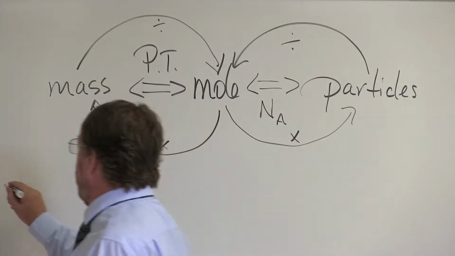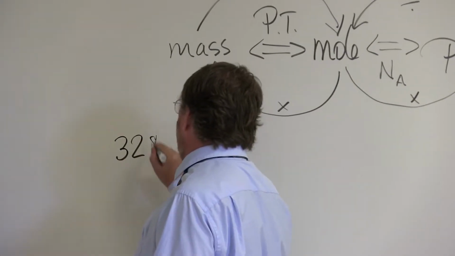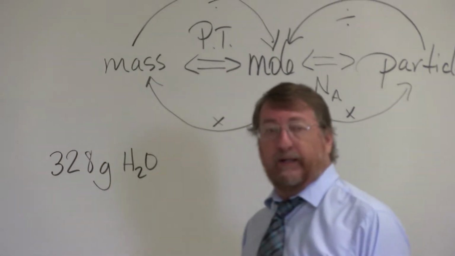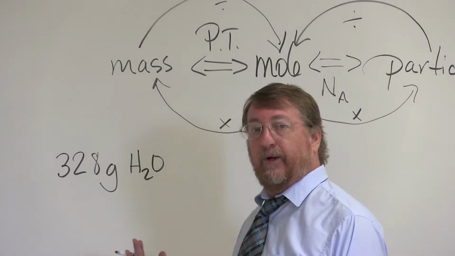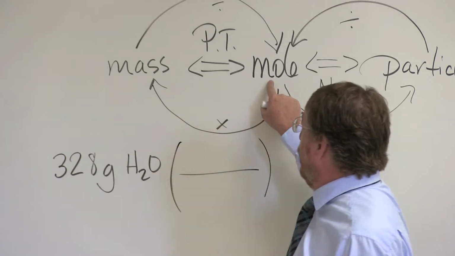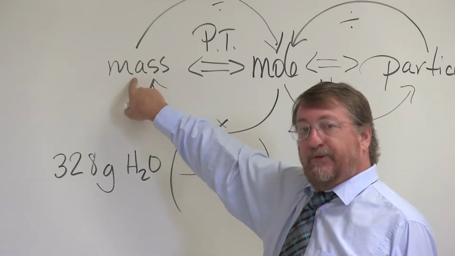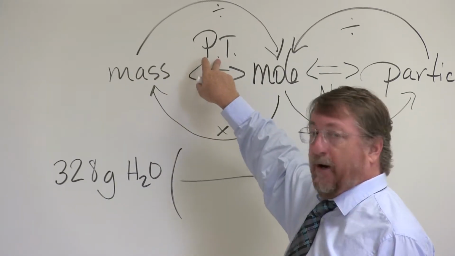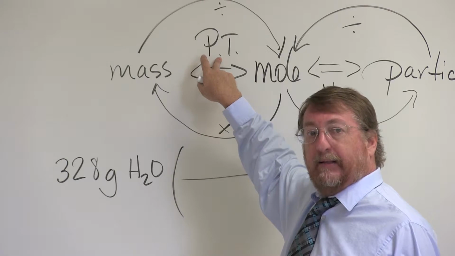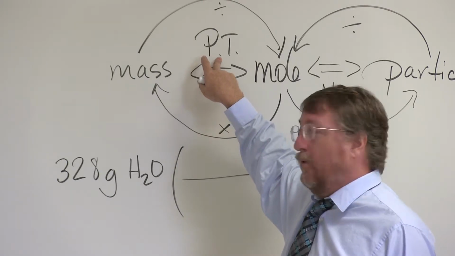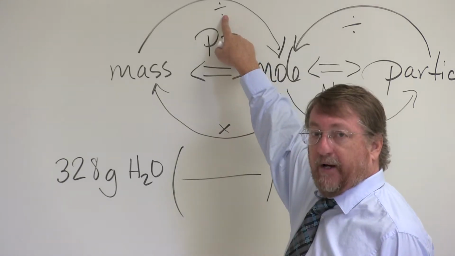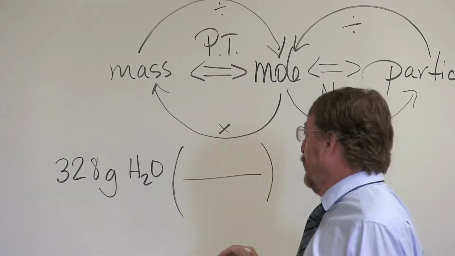Let's say we have 328 grams of water. We want to know how many molecules that is. How many molecules are in 328 grams of water? Well, first thing we're going to do is go to our middleman unit. That's the mole. Since I'm starting with mass, I'm going to use the periodic table, add up water, 2 H's and 1 O. It's going to give me 18.02 grams per mole.